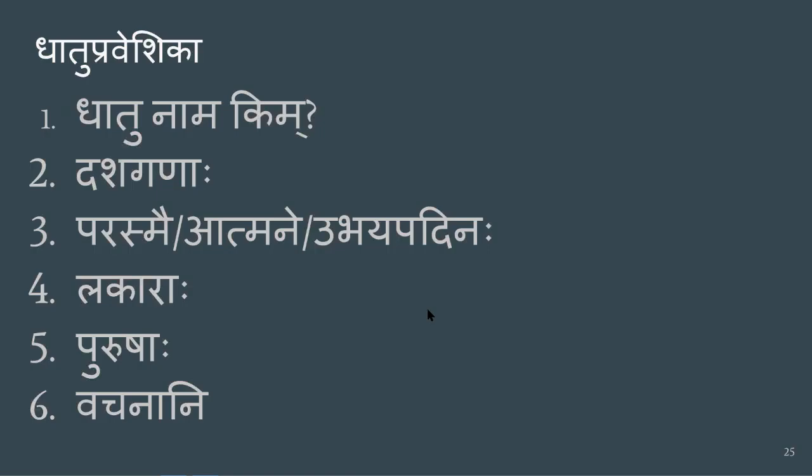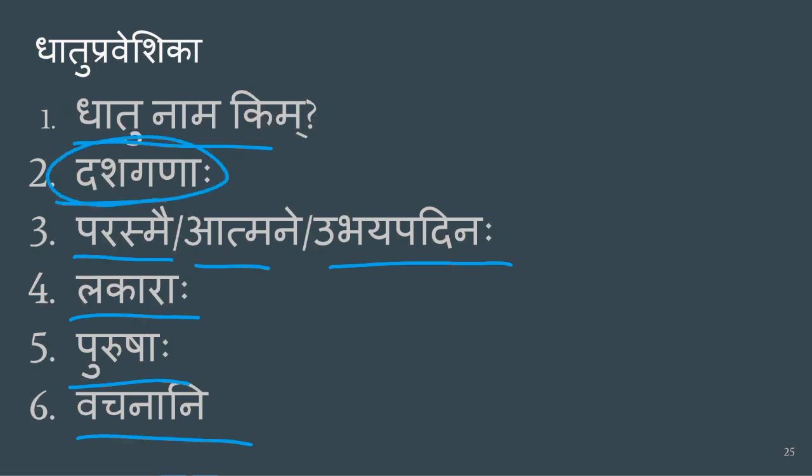All right, let's go back. We saw this: dhatu means the base root of the kriyapadam. And we saw what Parasmaipadi, Atmanepadi and Ubhayapadinah are. We saw what lakara means, and what purusha means: Prathama Purusha, then Madhyam Purusha. And vachanani: there are three, Ekavachanam, Dvivachanam and Bahuvachanam.